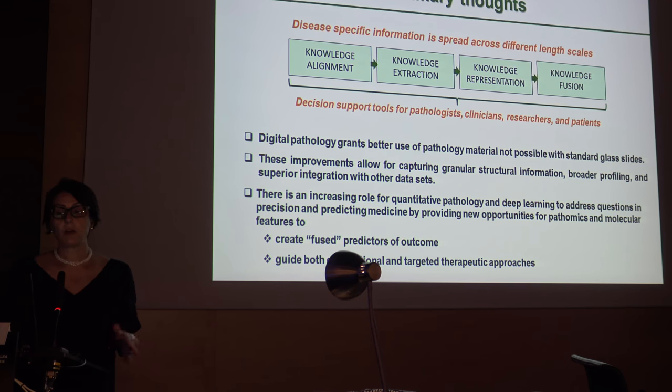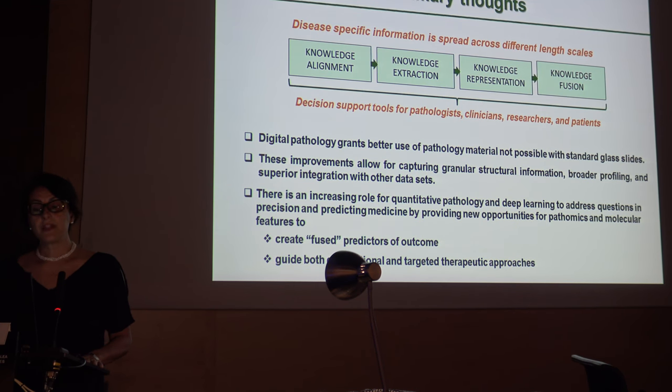Digital pathology grants better use of pathology material not possible with standard glass slides. These improvements allow for capturing granular structure information, broader profiling, and superior integration with other data sets. And there is obviously an increasing role for quantitative pathology and deep learning to address precision and predictive medicine by providing new opportunities for pathomics and molecular features to create fused predictors of outcome and to guide both conventional as well as targeted therapeutic approaches.